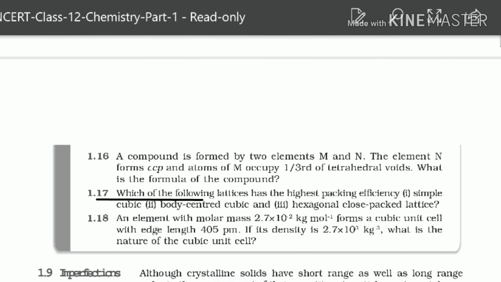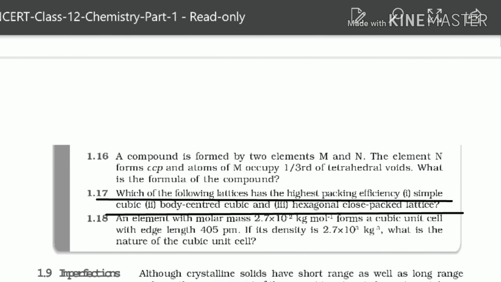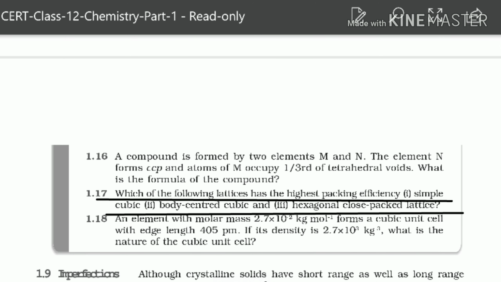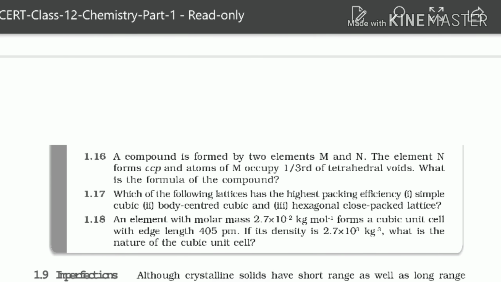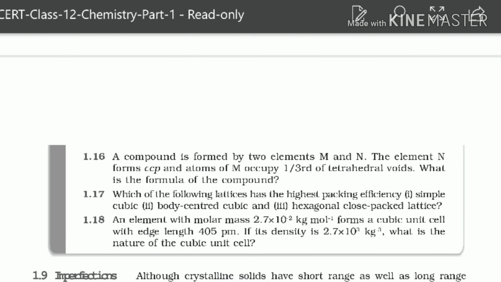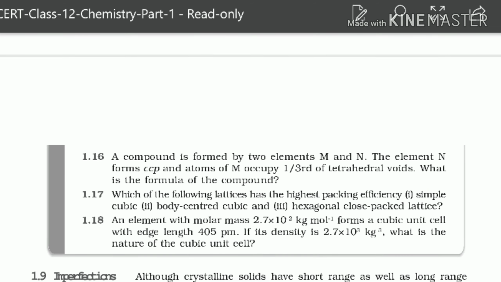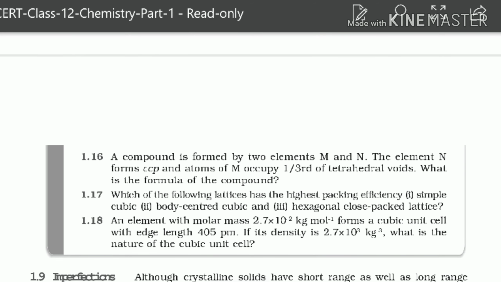Which of the following lattices has the highest packing efficiency? Simple cubic, body-centered cubic, hexagonal close-packed lattice. So here we are asked about the highest packing efficiency. That means in which of these lattices we can pack more number of spheres so that the free space can be reduced to a minimum. Hence the question is asking in which of these lattices we can fill more and more number of spheres. We already know the method of finding out the packing efficiencies of different lattice structures, so we are not going to do it again.